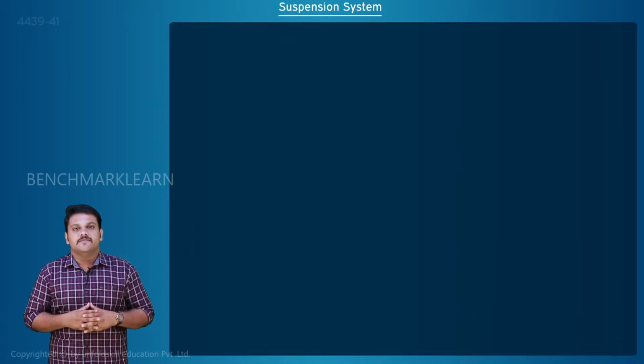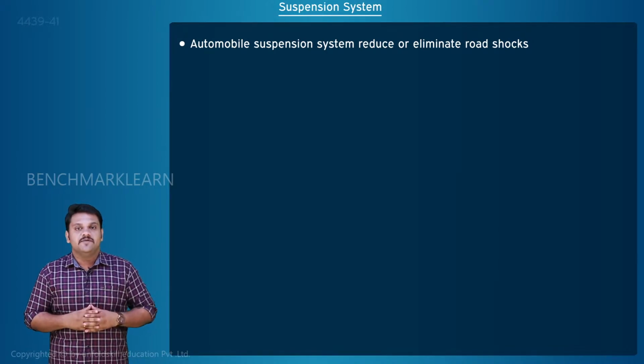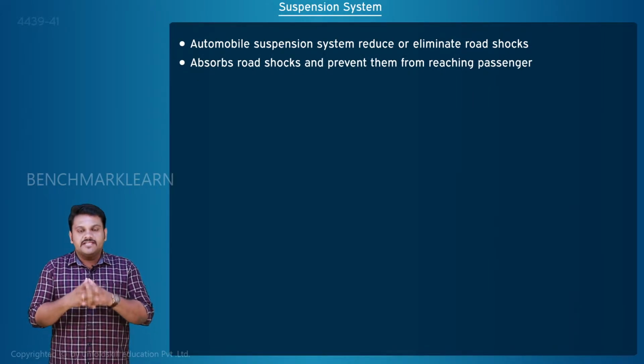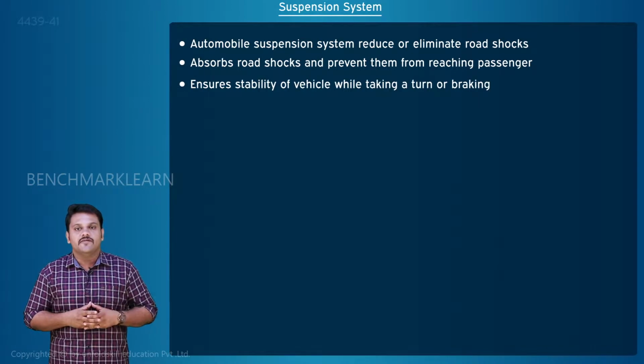Due to this reason, it has become the duty of the automobile to reduce or eliminate these road shocks so that the passenger has a comfortable journey. The system of automobile that performs this duty is called the suspension system. The automobile suspension system absorbs the road shocks and prevents them from reaching the passenger. In addition to that, the suspension system ensures the stability of the vehicle while taking a turn or braking.